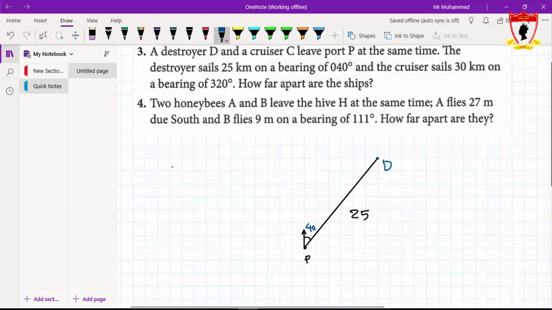So to have the bearing of 320 degrees, 320 degrees clockwise will be like this, and it is similar to 40 degrees anti-clockwise. Why? Because these two angles together, they add up to 360. So we can mark an angle 40 degrees anti-clockwise, so it will be exactly the same as 320 degrees clockwise.